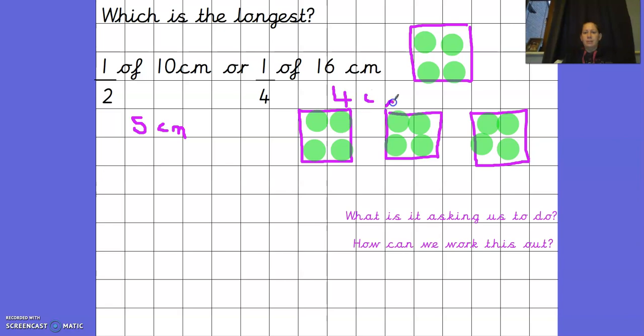Okay, so the first thing we had to do before we could answer the question, which is the longest, we had to work out the answer to both of them. So now we know that a half of 10 centimetres is 5 centimetres and a quarter of 16 centimetres is 4 centimetres. So which is the longest? 5 centimetres. So half of 10 centimetres is longer than a quarter of 16 centimetres.